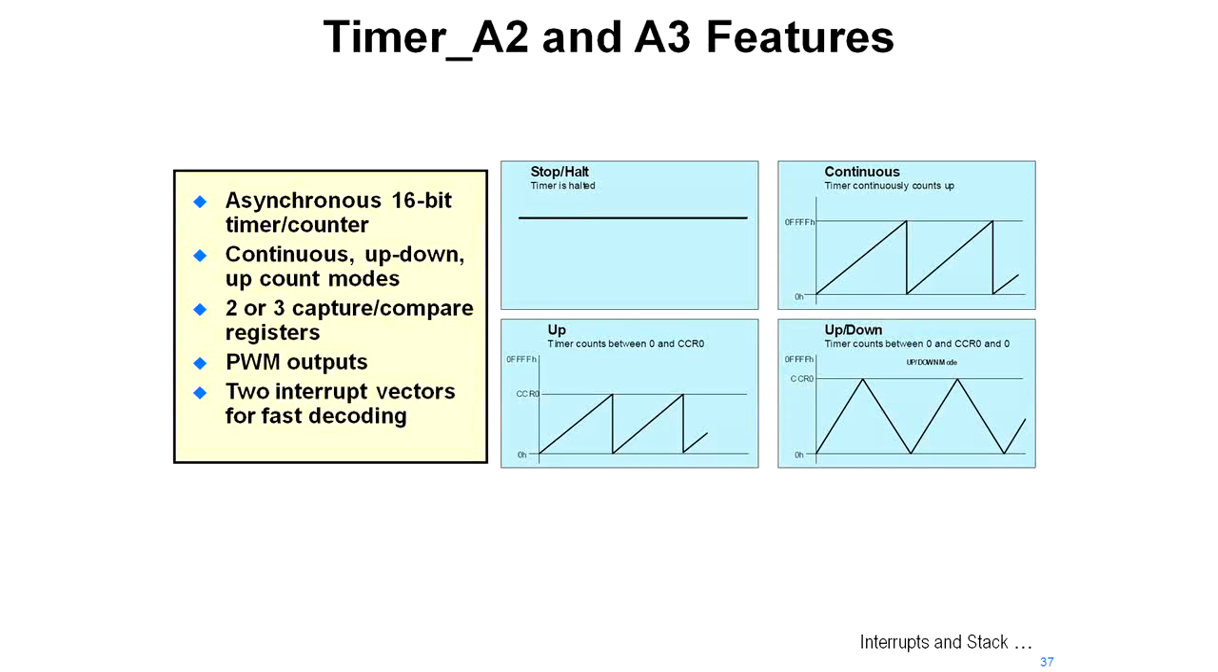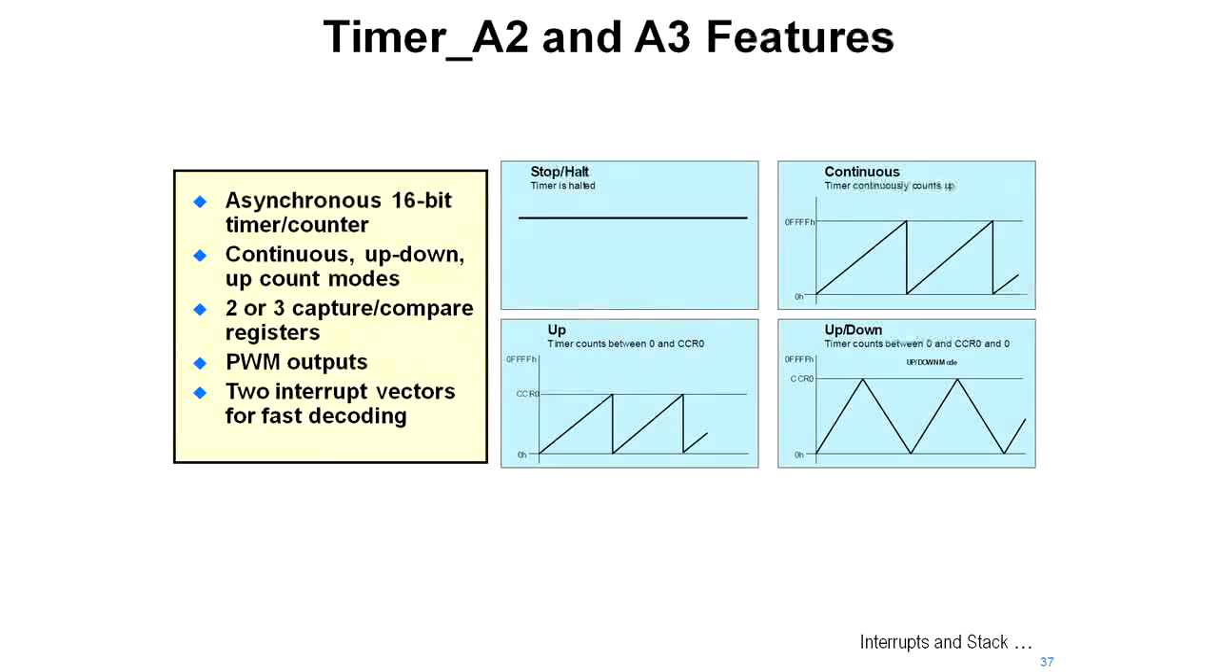If you want to do things like pulse width modulation, an up-down counter is very useful. So you can set the mode as an up-down counter and have the timer count between 0, the value in the capture compare register 0, and 0: up, down, up, down, up, down. The difference, like I've said earlier, between the Timer A2 and Timer A3: the Timer A2 offers 2 CCR, capture compare registers, and the Timer A3 offers 3.